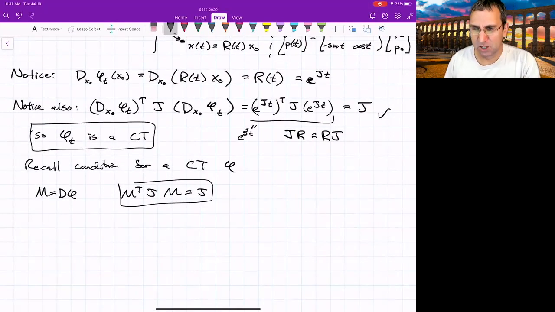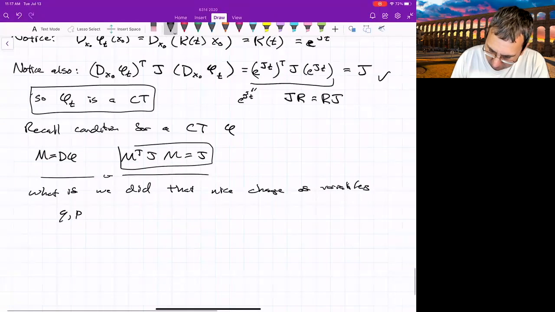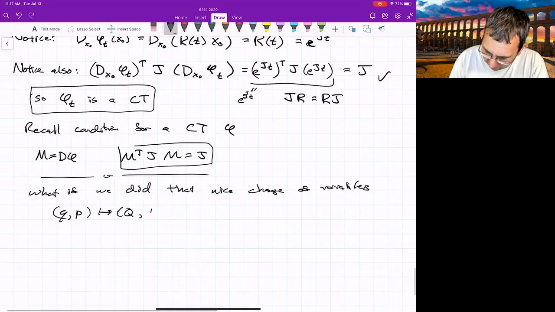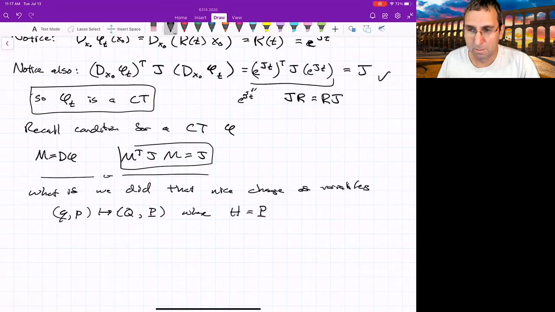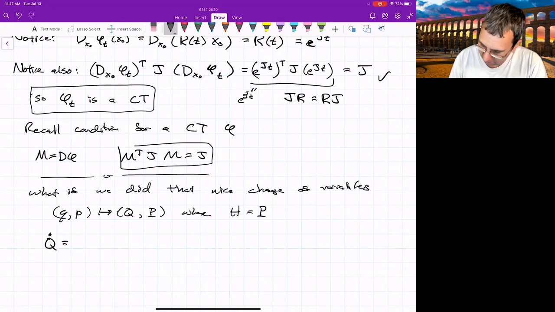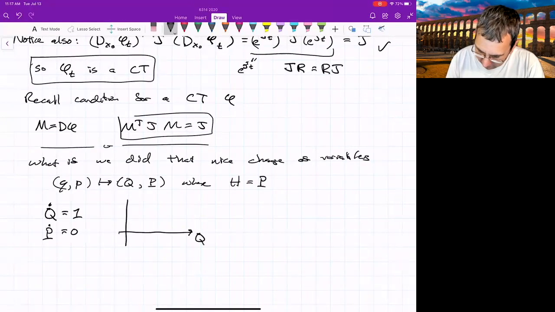We also know you can do the change of variables. What if we did the other variables? So what if we did that nice change of variables? Remember little q and p going to big Q and P, where the Hamiltonian is equal to, I guess omega is just equal to one, so the Hamiltonian just equals a new P. So Q dot equals one, P dot equals zero. What does that flow even look like? It's super easy. The flow is just unit direction going to the right. So the vector field just looks like that.